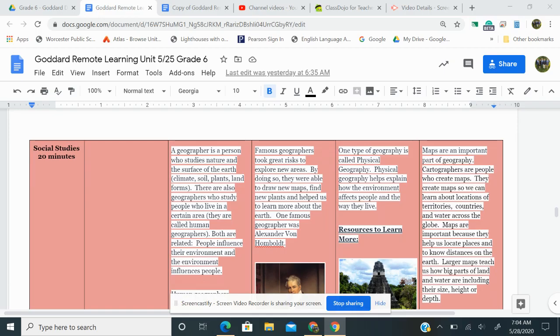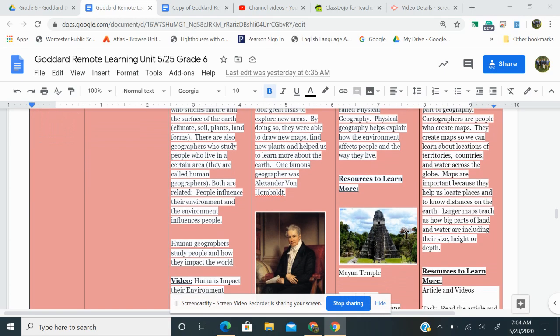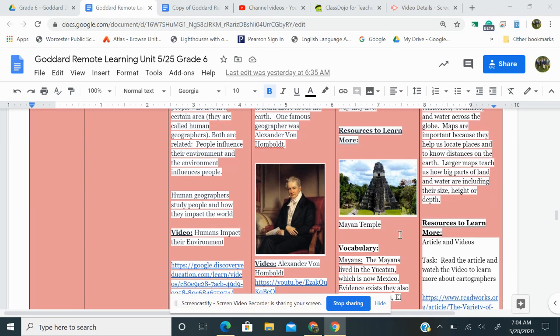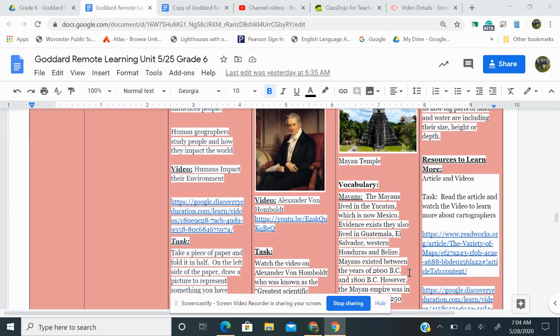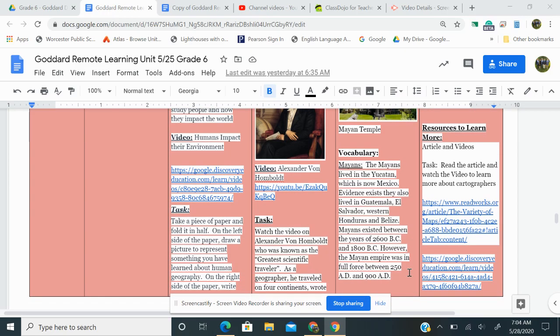On to social studies. One type of geography is called physical geography. Physical geography helps explain how the environment affects people and the way they live. There's a picture of a Mayan temple, and here's some vocabulary. The Mayans lived in the Yucatan, which is now Mexico. Evidence exists they also lived in Guatemala, El Salvador, Western Honduras, and Belize.